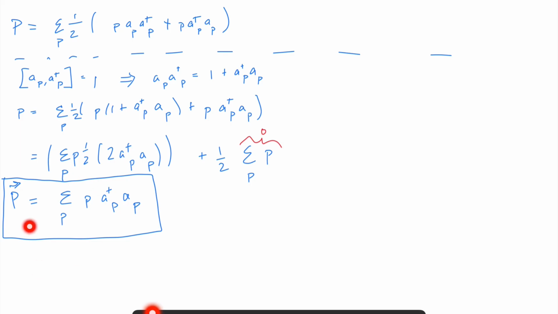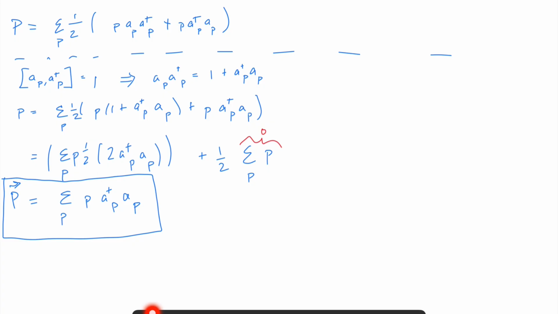So P is equal to the sum over p of p, A dagger p, A lowercase p. I'll sometimes forget to put the vector arrows on this. I apologize for that, but assume they're there whenever you don't see them. Technically, this is an expression for the components p1, p2, and p3. Sometimes we just write p, or you can look at this as a vector. So this is the final expression for P.